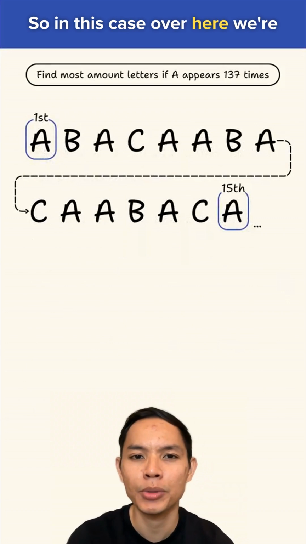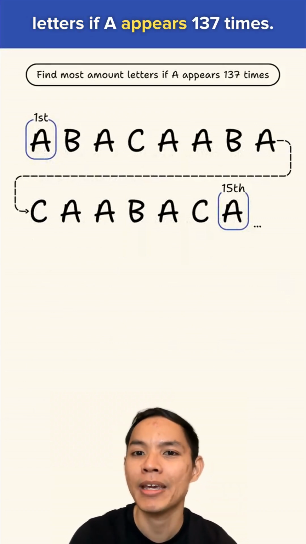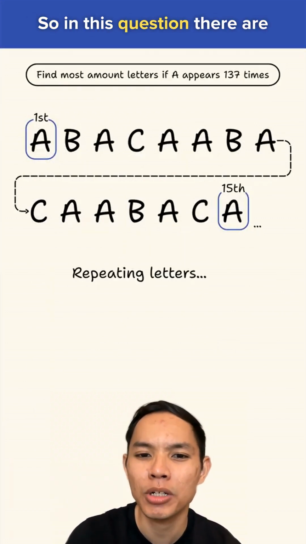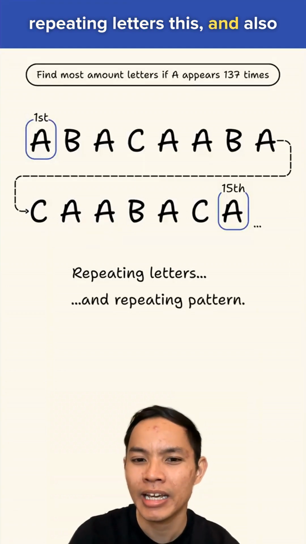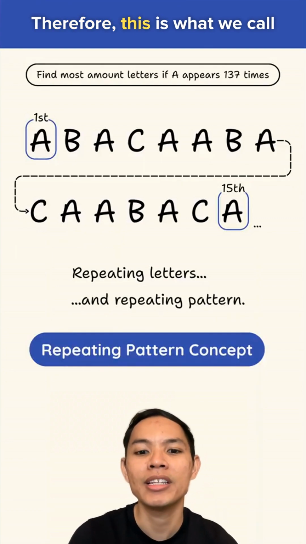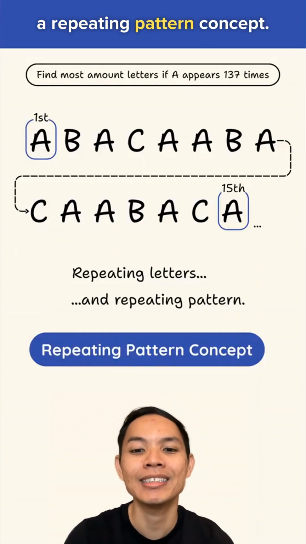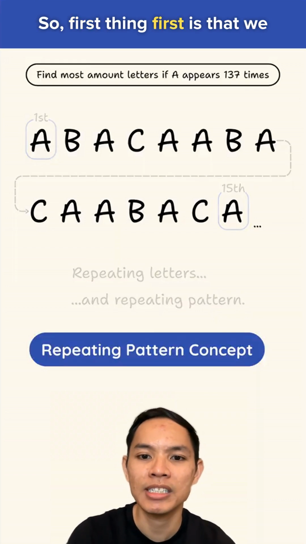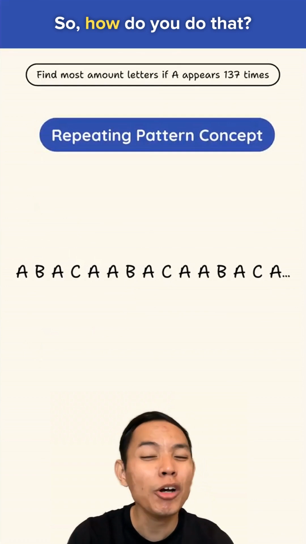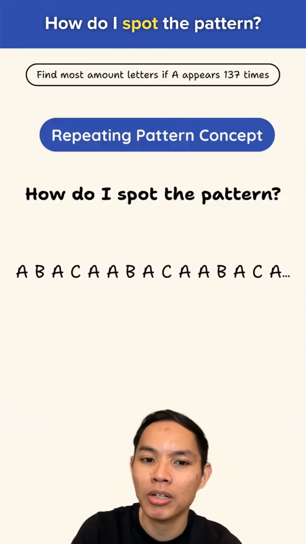In this case, we want to find the number of letters if A appears 137 times. In this question, there are repeating letters, and you can think of it as a repeating pattern. Therefore, this is what we call a repeating pattern concept. First, we want to spot the repeating pattern. So how do you do that? How do I spot the pattern?